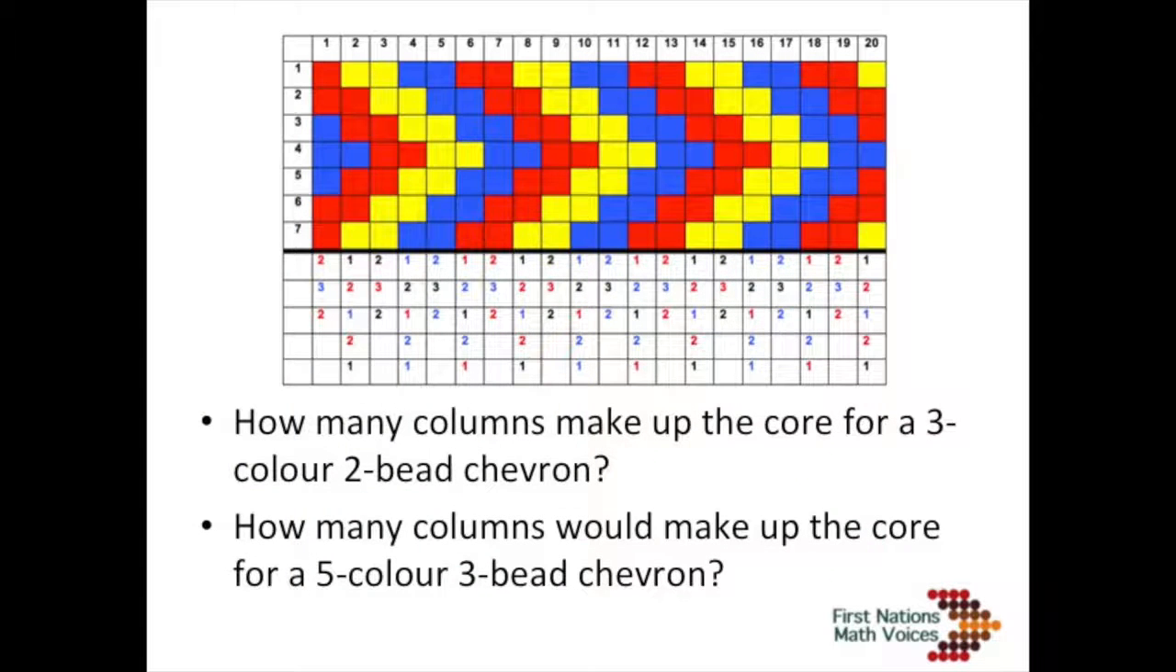For example, how many columns would make up the core for a 3-color 2-bead chevron? Did you focus on the visual pattern, the numeric pattern, or both? How about for a 5-color 3-bead chevron? If you'd like to explore this, pause this video now and using the 7-row template, create a 5-color 3-bead chevron to test your prediction. Can you come up with a generalization to accurately predict the number of columns in the core for any chevron pattern?